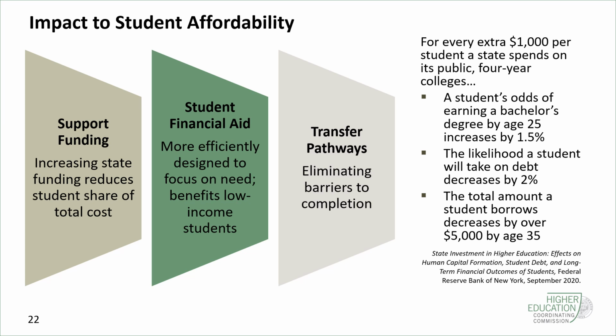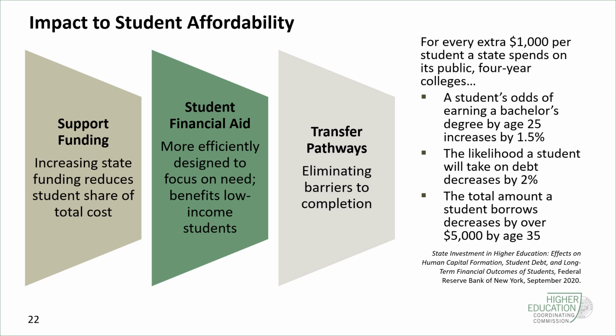But nevertheless, there are three kind of policy buckets, if you will, three policy levers that work in coordination together to support student affordability. So the first is the institution support funding itself. Increasing the level of state funding support to the colleges through the community college support funding formula reduces the student share of the total cost of instruction. And so that's an important way to positively influence student affordability.